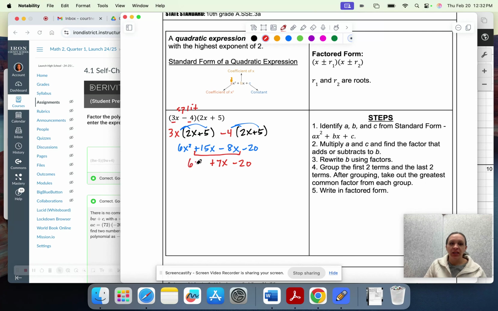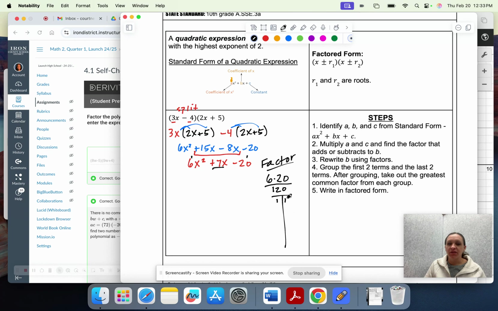Okay, so now I'm just going to go backwards and I'm going to factor this. And we're going to do the same thing we've been doing. Identify A, B, C, and then multiply A and C. So A and C are the first and the last. And I kind of ignore the negatives until we get to adding or subtracting to B. So 6 times 20 is 120. And we want factors of 120 that add or subtract to 7.